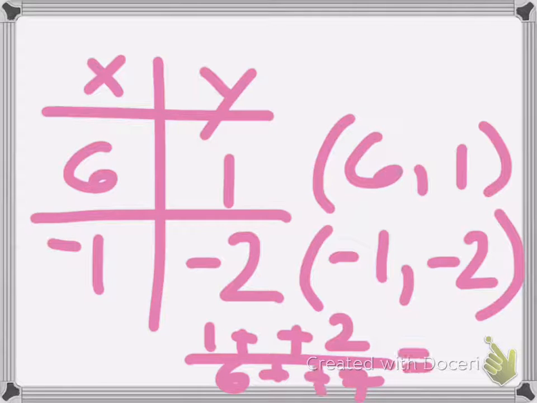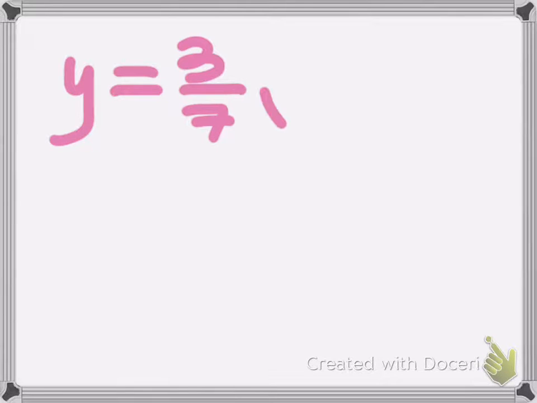which gives us 3/13. Oh, I'm sorry, 3/7. This is supposed to be a 1. So my slope is 3/7. Let's say I chose to use 6, 1 as the point to find my b value.